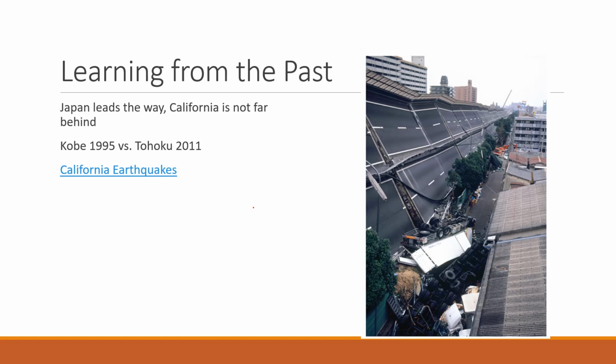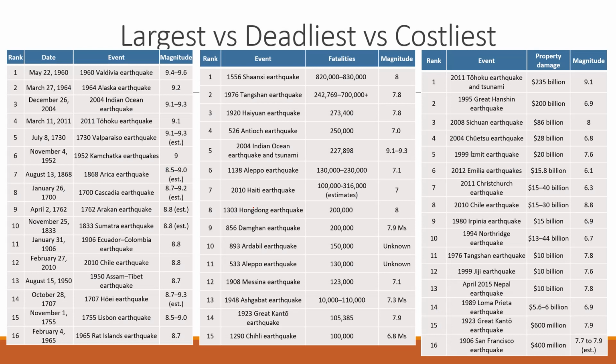If we compare Kobe 1995 versus Tohoku 2011, the earthquake in Tohoku was much, much bigger. But the earthquake itself did not cause a lot of death. It was the tsunami, which I'll talk about next. So again, we see this difference between large, deadly, and costly. No earthquake is on all three lists. So that is earthquakes. Now I think I am moving on to tsunamis.